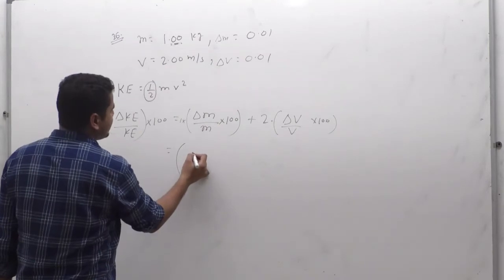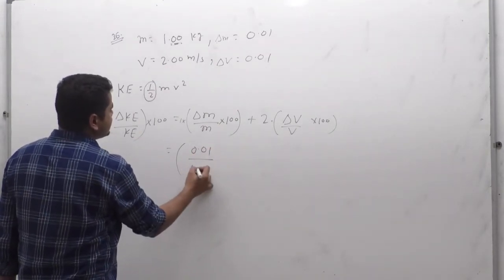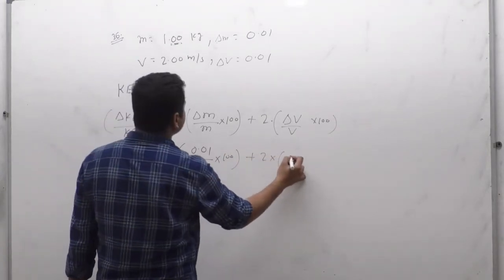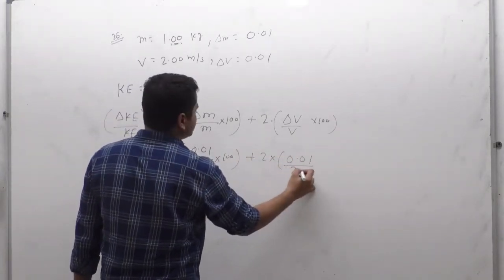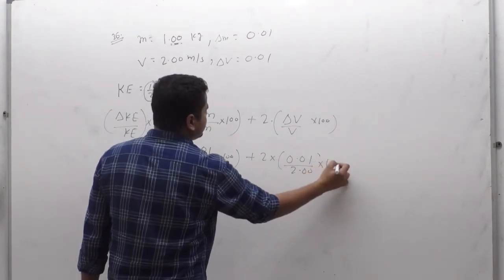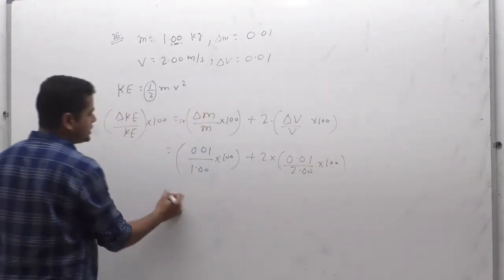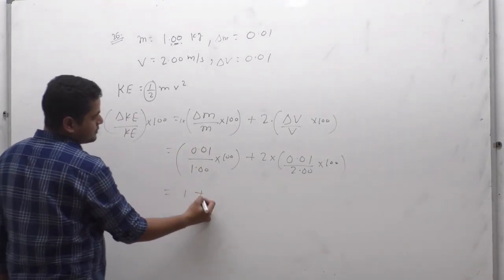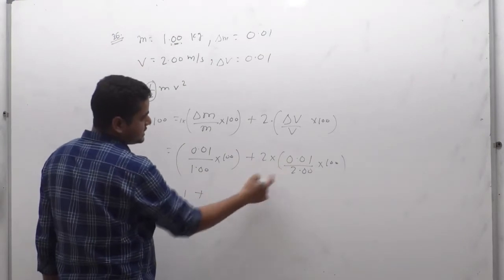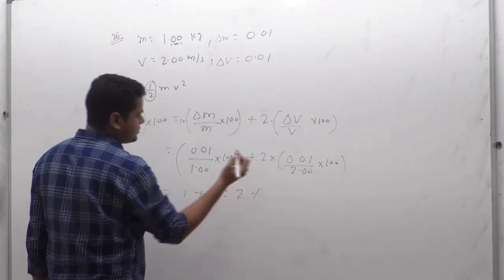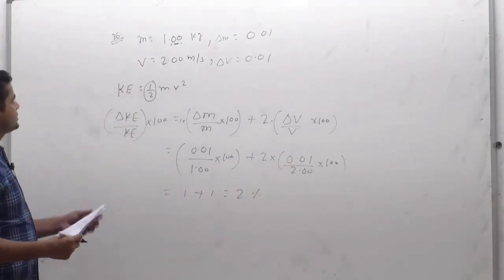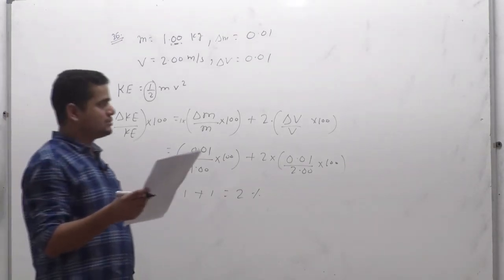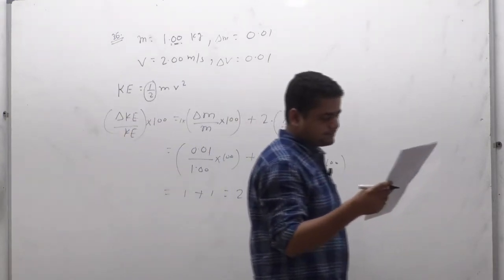Now put delta m equal to 0.01, mass equal to 1.00, into 100, plus 2 into delta v equal to 0.01 and v equal to 2.00, into 100. Now see, this one is equal to 1, and this one is 2 into 2, cancelling each other, gives 1. So the answer should be 2%. The error in kinetic energy is 2%, which is option B. So option B is the correct answer for this question.